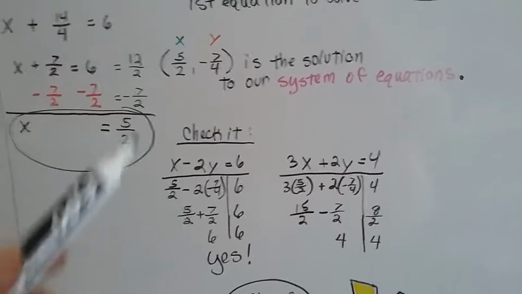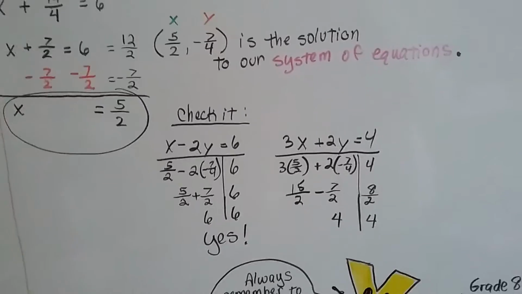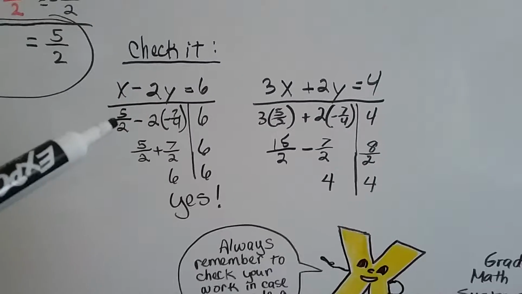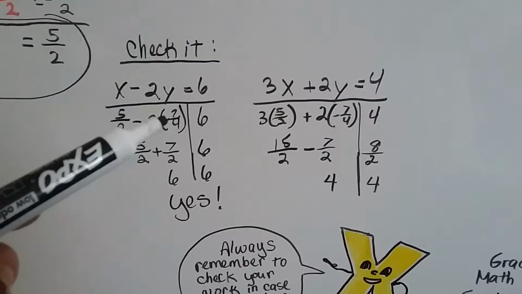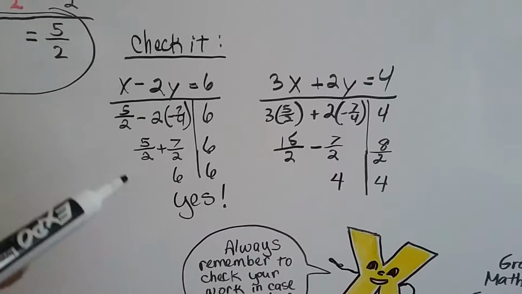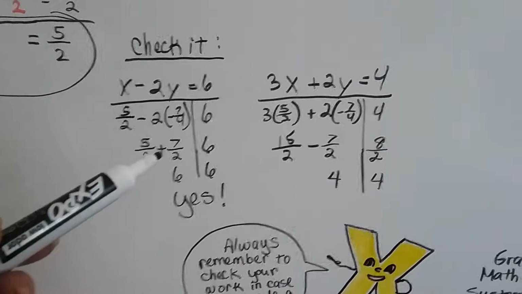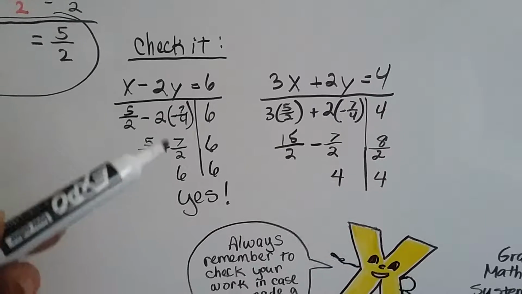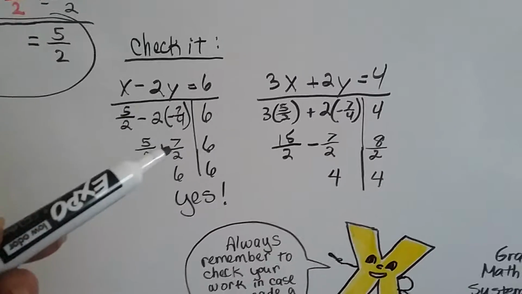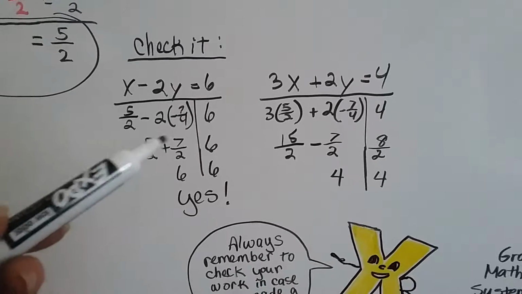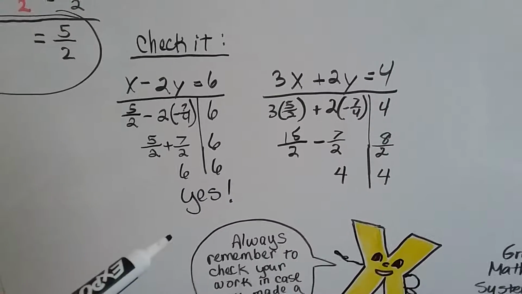We can check it by plugging these values into the equations. And we get 5/2 minus 2 times negative 7/4 equals 6. Well, that means we've got 5/2 plus 7 over 2, because it becomes 14 over 4, which simplifies to 7 over 2. And that gives us 12 over 2. That's a 6, isn't it?